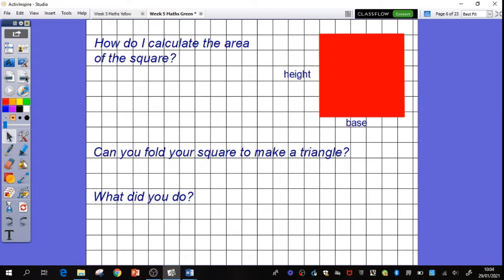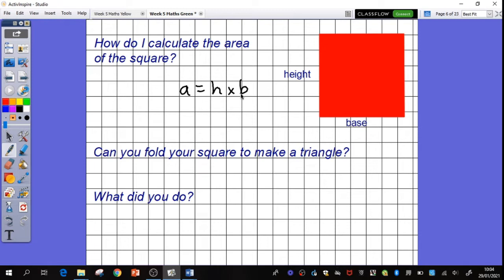So, how do I calculate the area of a square? Let's go over that again. To calculate the area of a square, I'm going to be doing height times base. Okay? Now, you can do this along with me if you want. You can pause the video now, go and get a piece of paper, make it into a square, so you cut the end off so they're the same size. And you can do this with me if you want. If not, you can just watch.